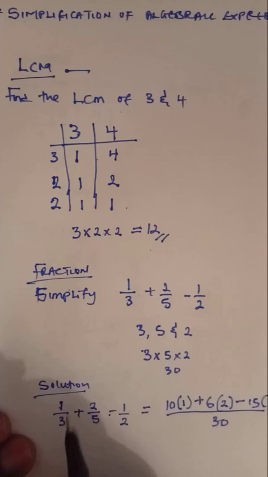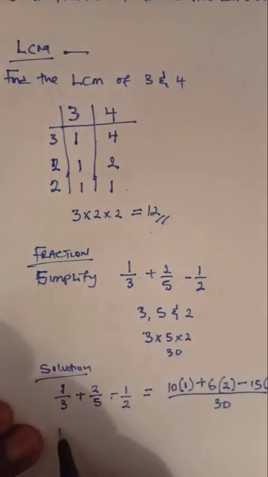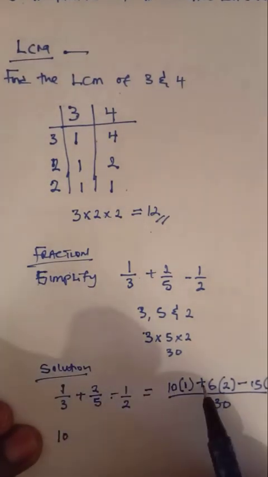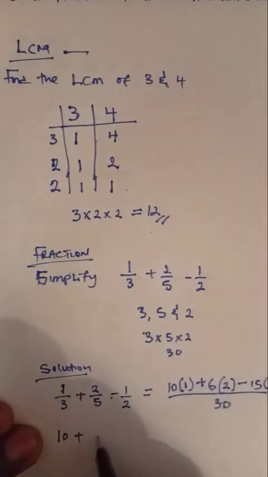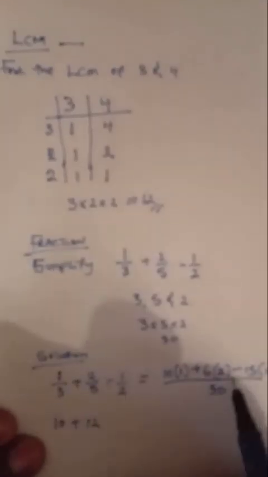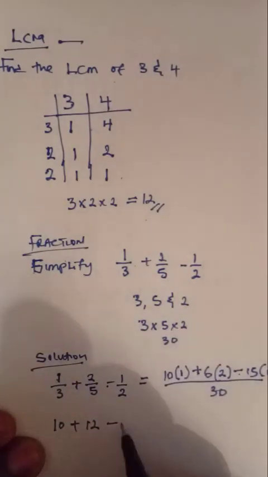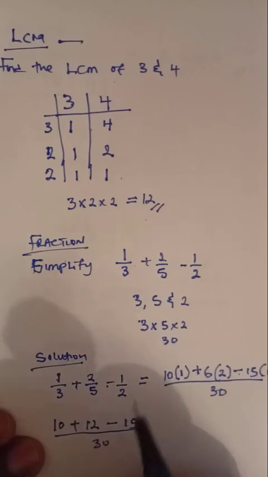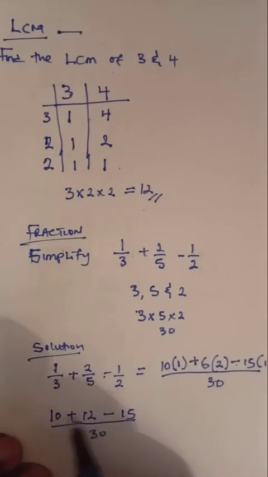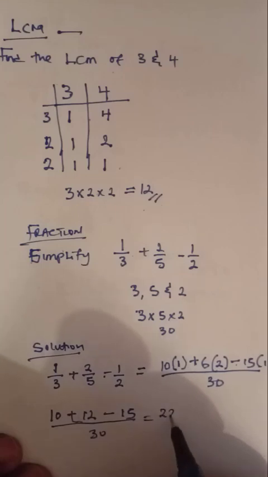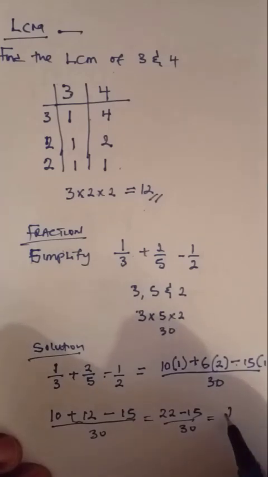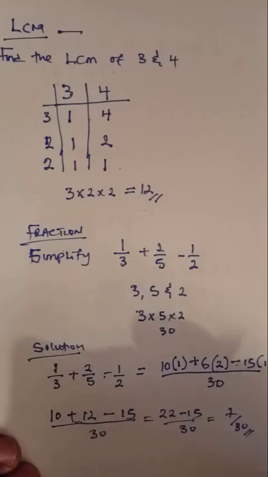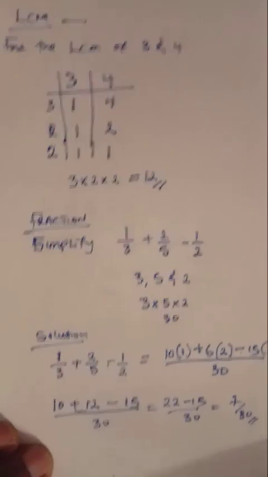Next, we can now open this bracket. So 10 times 1 is 10 plus 6 times 2 is 12 minus 15 times 1 is 15 all over 30. So we can add up. So 10 plus 12 is 22 minus 15 all over 30. So this gives us 7 all over what? 30. Since we can't divide further, this becomes our answer.